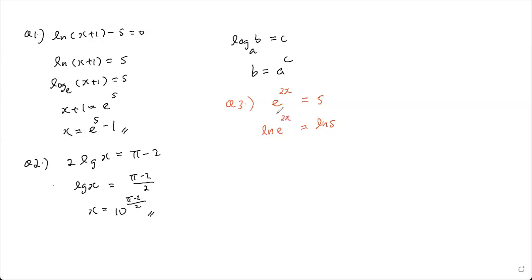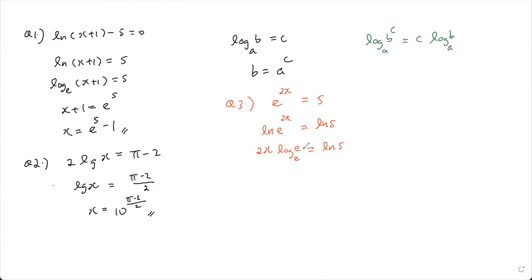Now I'm going to apply another rule. I'll use another color for that. This rule states that log of b to the power of c, base a, is equal to c times log b base a. This is exactly what I'm going to do here. This is log base e, so I'm going to bring down the 2x. So this becomes 2x times log e base e. I intentionally wrote it as log e base e for a reason, and you will know soon. And this is still ln 5.